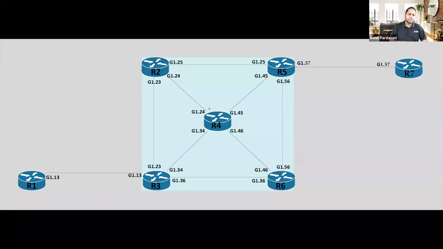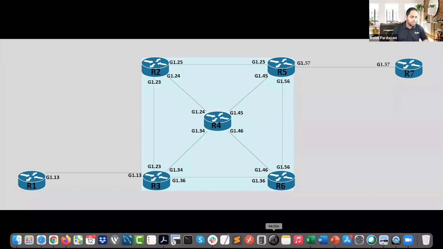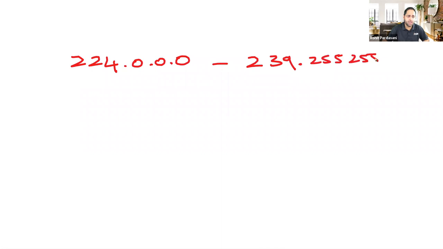Before we get into the lab, the first thing we need to understand is what IGMP is, what PIM is, and how Multicast actually works. The first thing I would like to tell you is that for Multicast, you need to know the Multicast address space, which is the class D address space. It ranges from 224.0.0.0 all the way to 239.255.255.255. That's your Multicast address space.